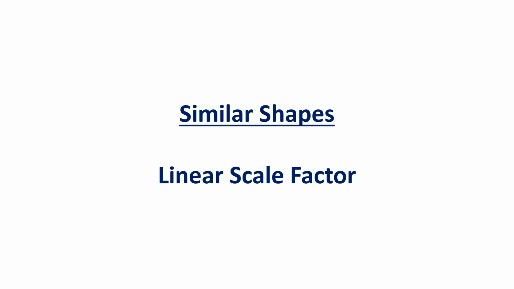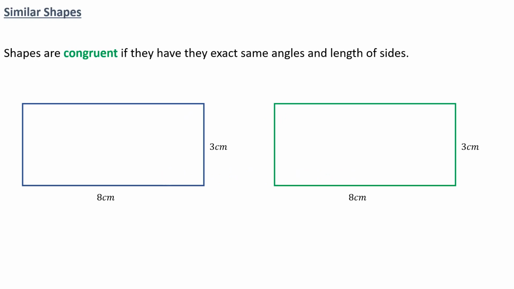In this video, we're going to have a look at similar shapes. In particular, we're going to have a look at problems that require a linear scale factor to be used in order to solve them. We're going to have a look at two definitions. The first definition is congruent. Shapes are congruent if they have the exact same angles and the exact same length of sides.